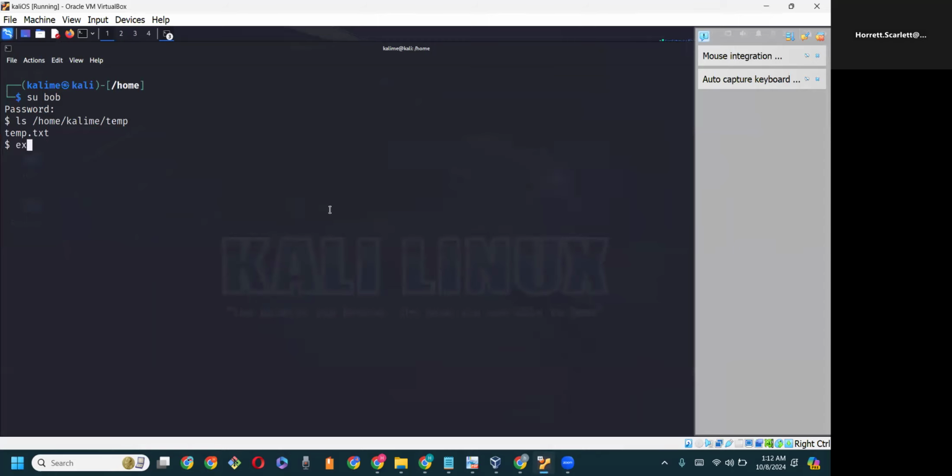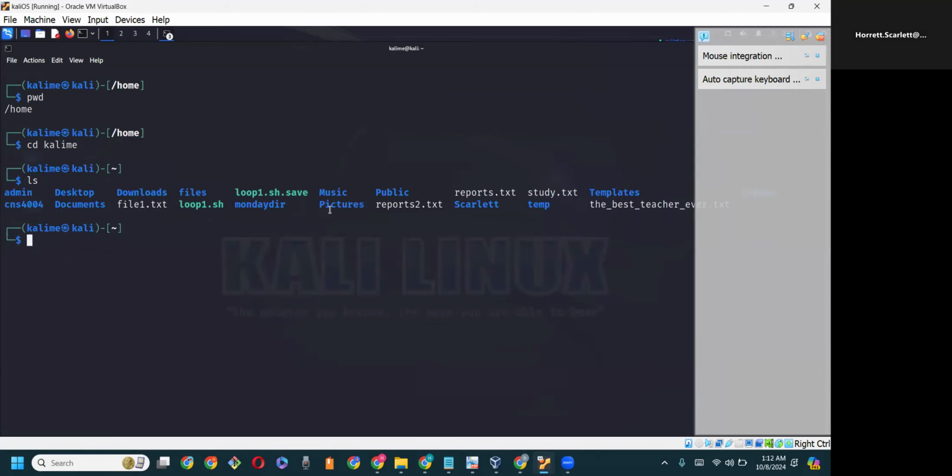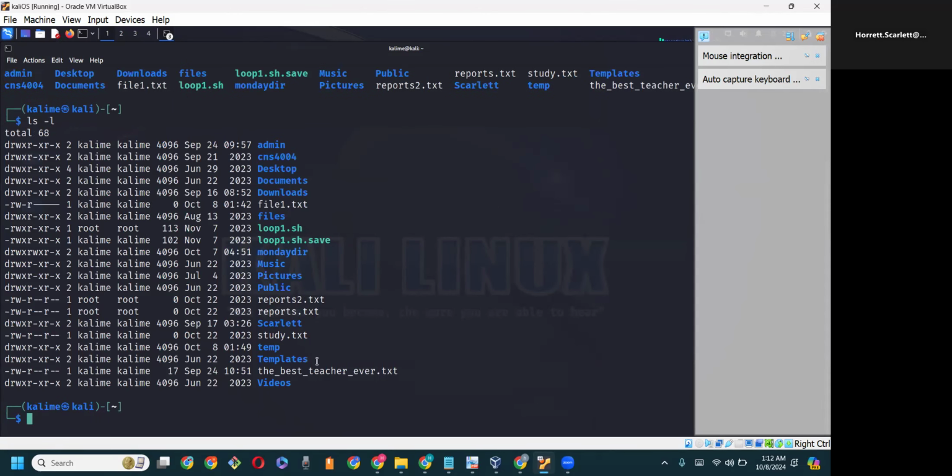So let's exit from Bob. We're back at Kalemi. We are at home, so it means that we need to be going back into the Kalemi folder. And once we are there, let's do an ls. And we're looking at this file1.txt. So ls -l. And let's locate the file1.txt, and here it is.